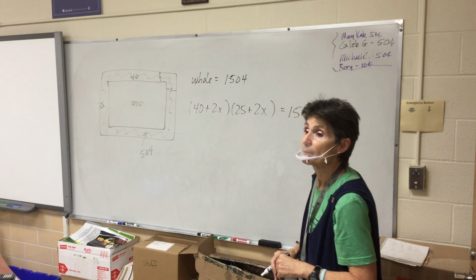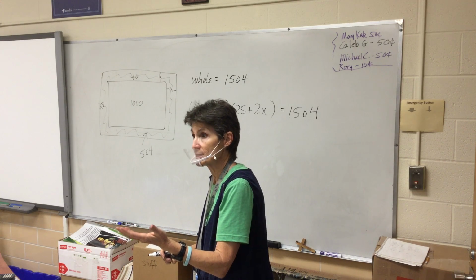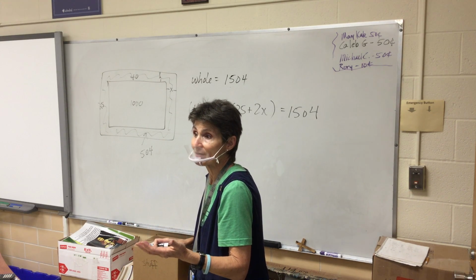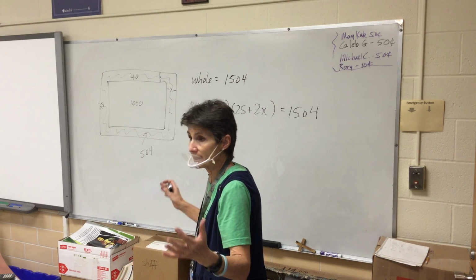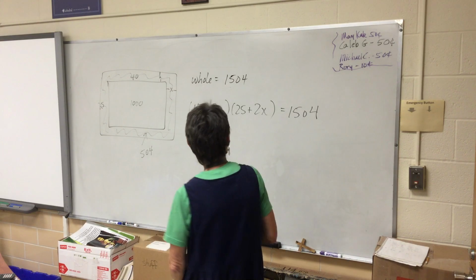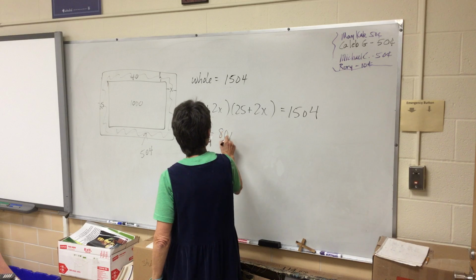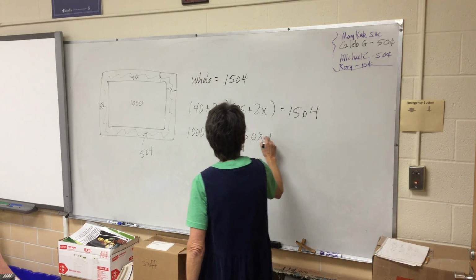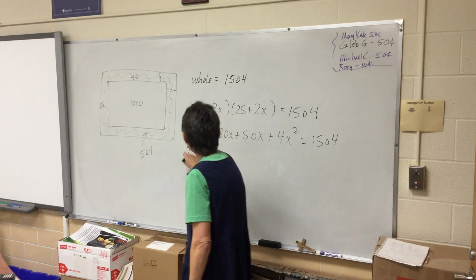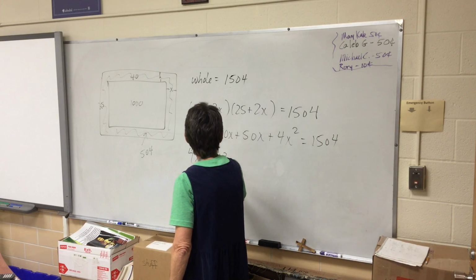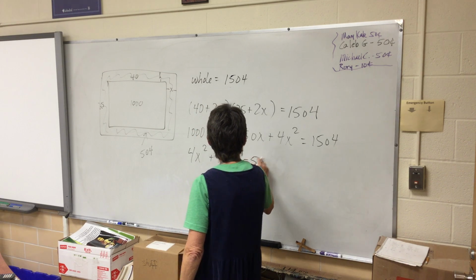Yeah. FOIL. Yeah, we're going to simplify this equation. It's a quadratic equation, isn't it? It's going to be an x squared, and we need to have it set equal to 0. So let's get it all FOILed out, collect like terms, get it set equal to 0, and then we'll be ready to go. So FOILing is going to give me 1,000 plus 80x plus 50x plus 4x squared equals 1,504. So 4x squared plus 130x minus 504.